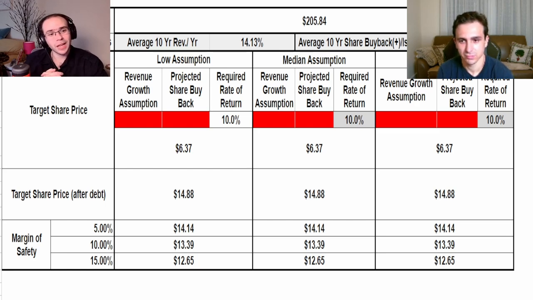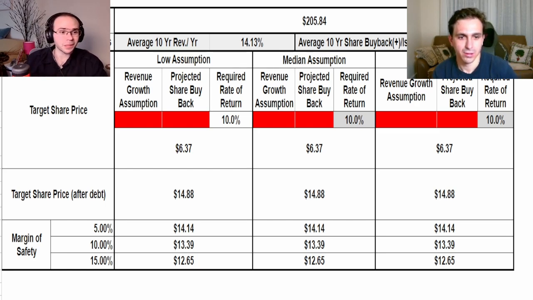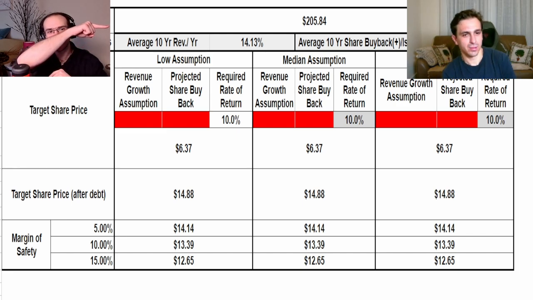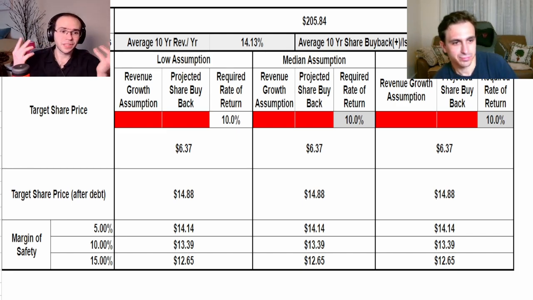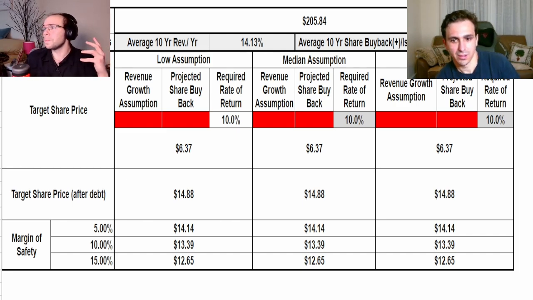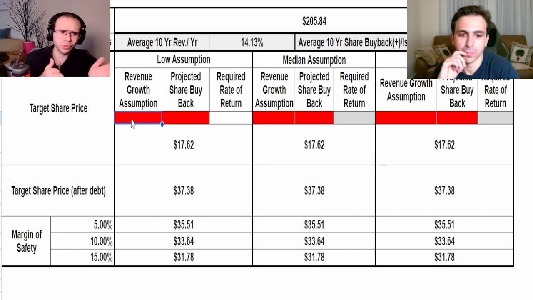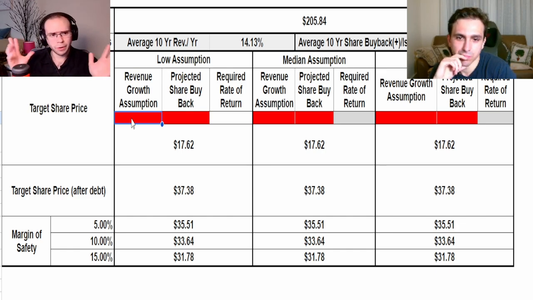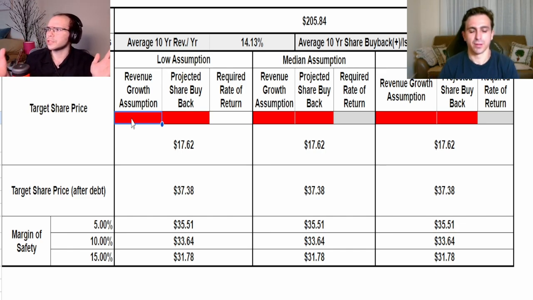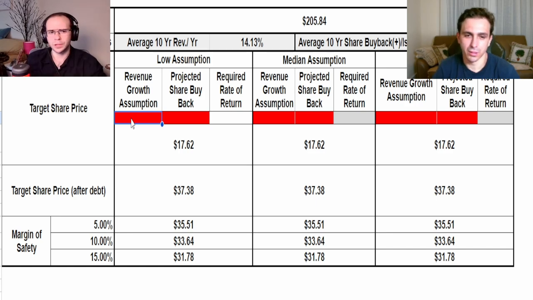$6.37 across the board, and adjusting for debt, $15. The price is currently, as you guys can see right there, $205.84. This is where I'm like, I don't know. So we could make some assumptions. Mike, would you like to make some assumptions? Yeah, sure. And by the way, that was with the 10%, sorry. Without the required rate of return of 10%, we got $17.62, and adjusting for debt, $37.38.